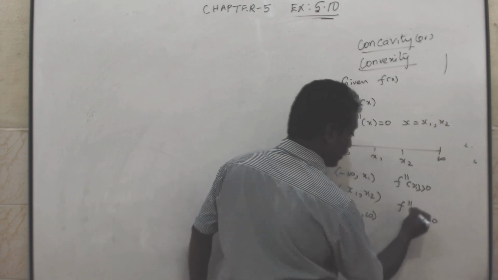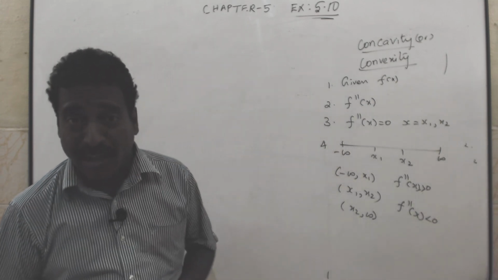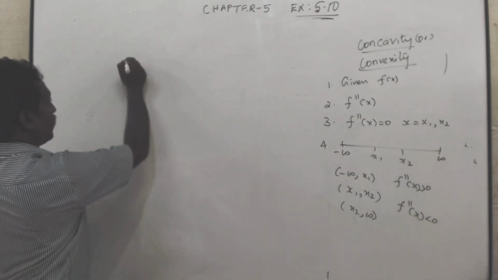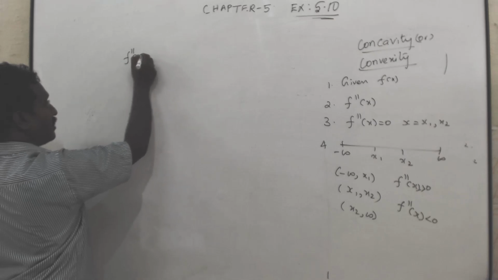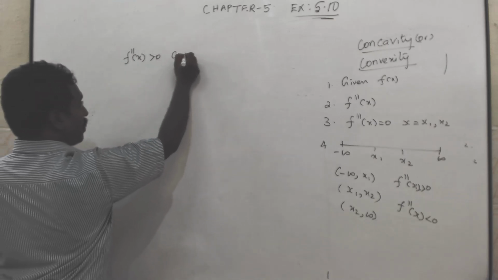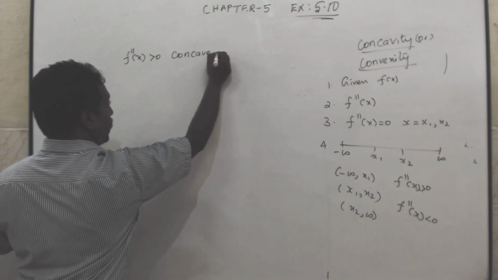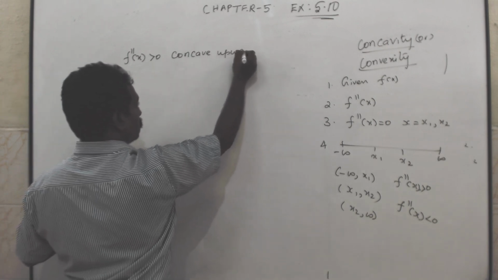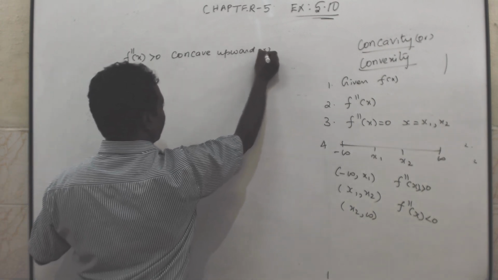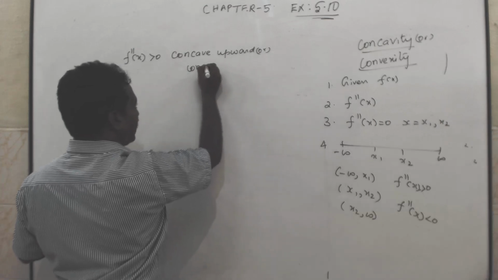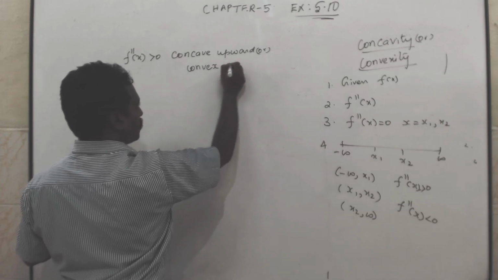Positive means concave upward or convex downward. F double dash of x greater than 0 means concave up, மேல் நோக்கு குழிவு, or convex down, கீழ் நோக்கு குவிவு.